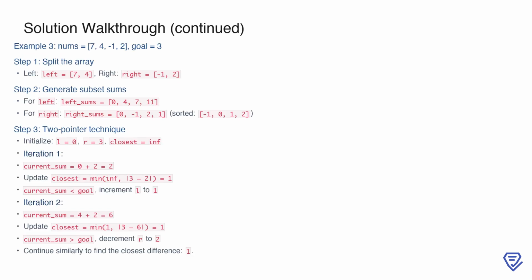For the last example, we have nums equal to 7, 4, -1, 2, and the goal set to 3. Splitting the array, the left half contains 7, 4, and the right half contains -1, 2.